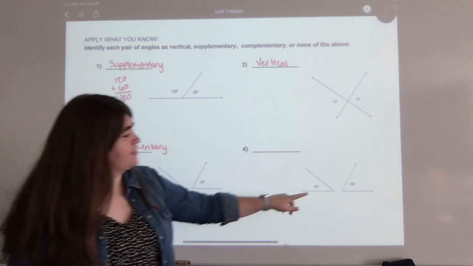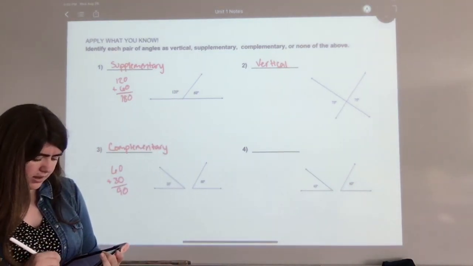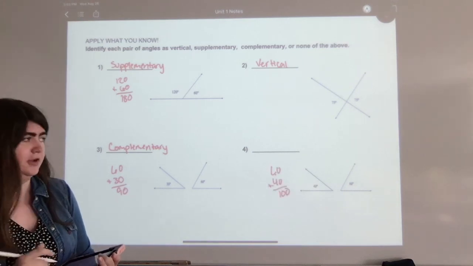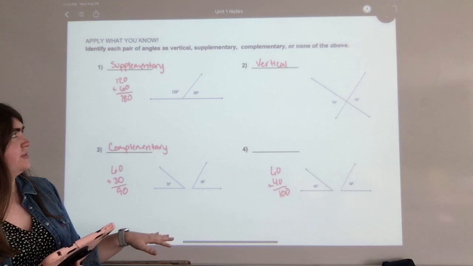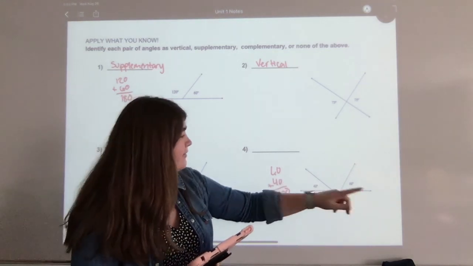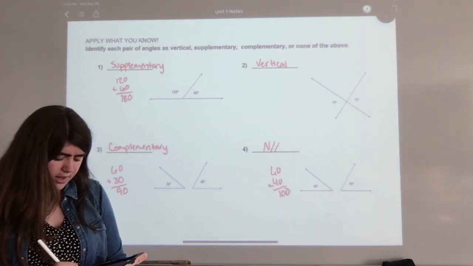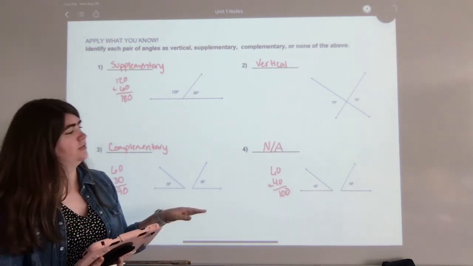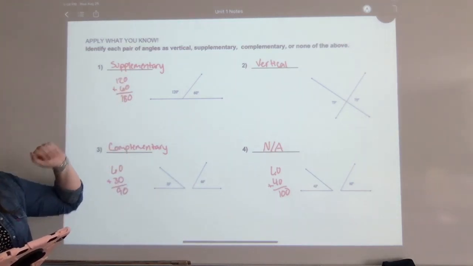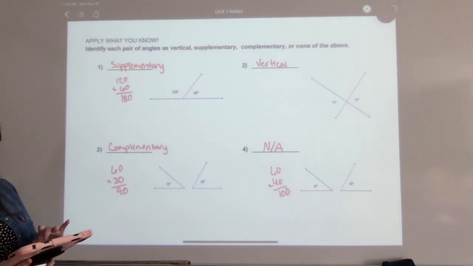Number 4, I have 60 degrees and 40 degrees. If I add 60 and 40, that adds up to 100 degrees. 100 degrees is not supplementary, it's not complementary. These angles are not vertical angles, so these are none of the above. I'm going to go ahead and just write N/A. If you didn't know, that stands for not applicable. None of those answers, vertical, supplementary, or complementary, apply. It is none of the above.